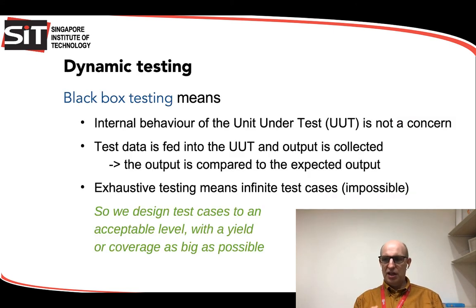Black box means that our software is like a black box, which we don't look inside. So the internal behavior of the software, the unit under test, the thing we're testing, is not something we look at, but we look closely at what's being fed into that unit and what is coming out of that unit. And we compare the output to what we expect for the input that we've given it. Now, again, we cannot test exhaustively. It's impossible to test everything in a real system. So what we need to do is trade off. We need to test enough stuff that we're confident the black box works, okay? But not spend all of our time testing.